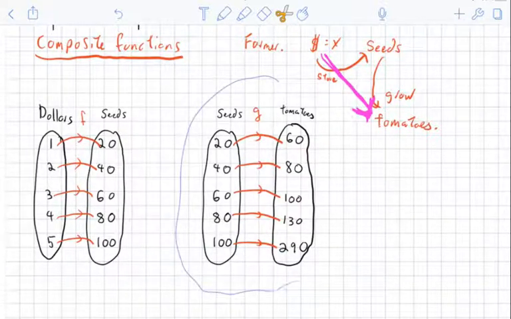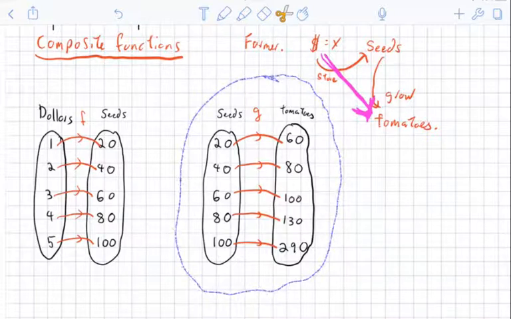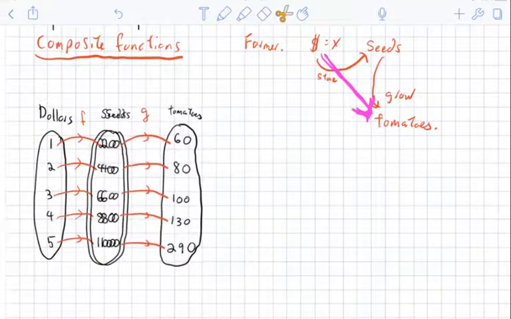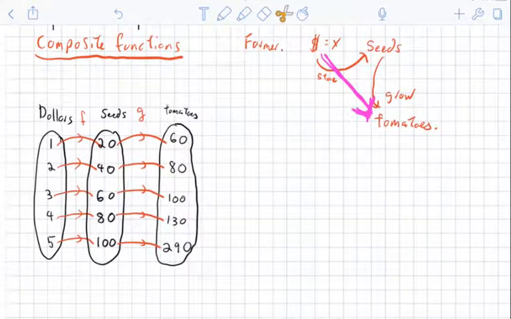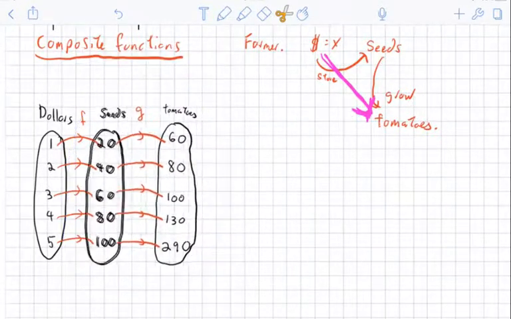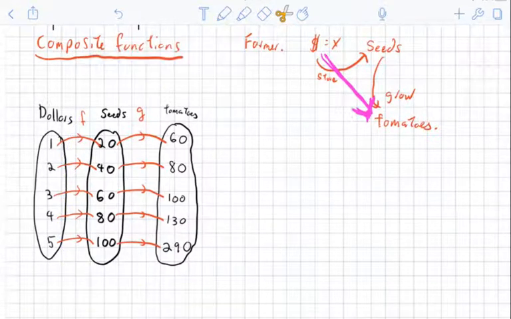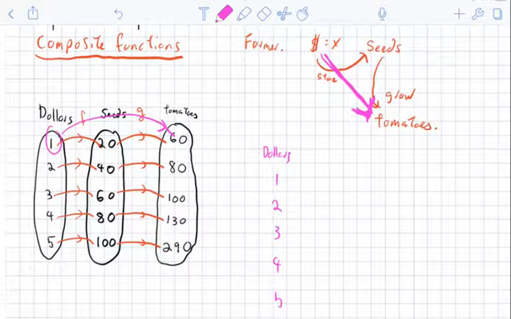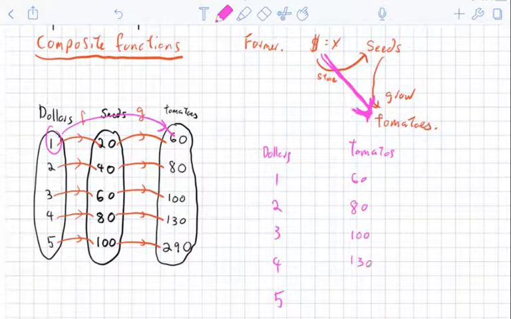Because all I want to do is take these two diagrams and overlap them. This will give me a new diagram, starting with these dollars: 1, 2, 3, 4, 5. Tomatoes: 60, 80, 100, 130, 290.